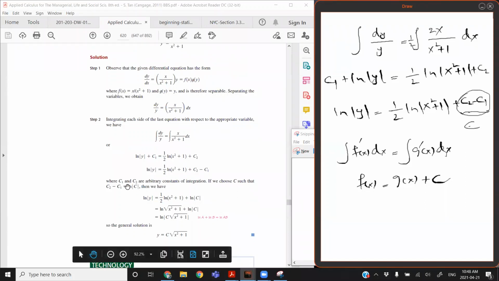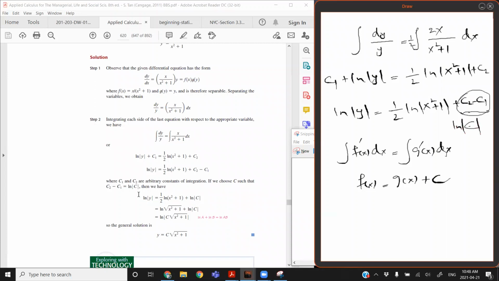So here we have some logic about C1 and C2, where C1 and C2 are arbitrary constants of integration. If we choose C such that C2 minus C1 is ln of C, I can use those properties of ln that I was talking about. So I can also call this ln of C. It really doesn't matter because it's an arbitrary number.